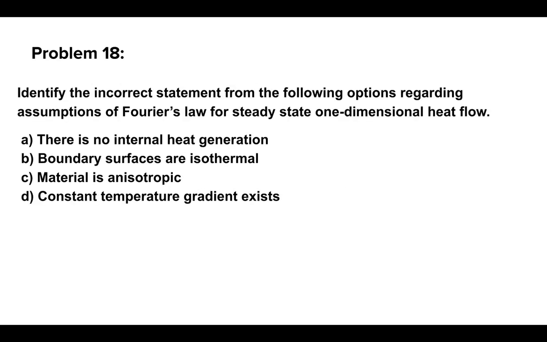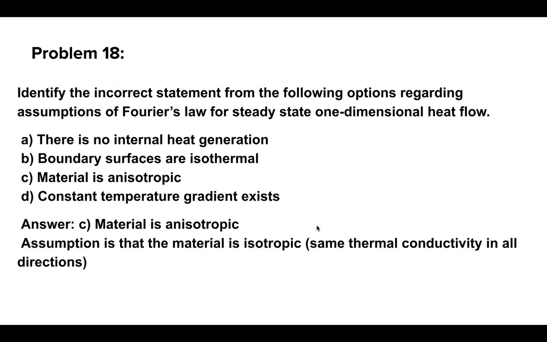Identify the incorrect statement from the following options regarding the assumptions of Fourier's law of steady state one-dimensional heat flow. The incorrect statement is this: material is anisotropic. We assume in Fourier's law of steady state one-dimensional heat flow that the material is isotropic. That is, the thermal conductivity is the same throughout that particular material in all directions. So isotropic is an assumption that is taken. Material is anisotropic, we don't consider that. So that is a false assumption.